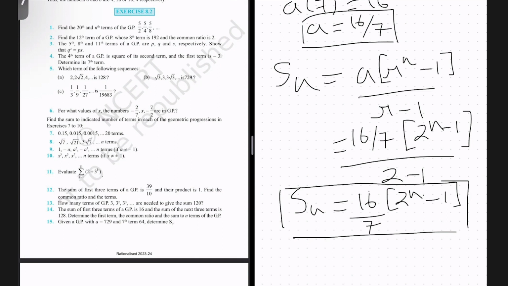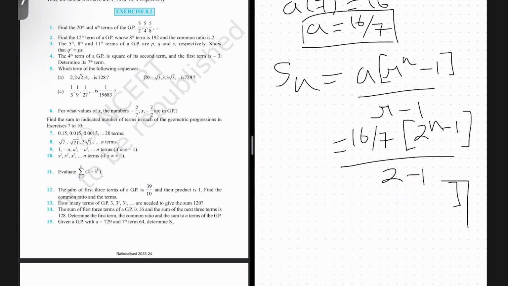We were able to find out the common ratio. We were able to find out the first term of the GP, and consecutively, we were able to derive a formula for the Sn term of the GP, right? Moving on to question number 15.